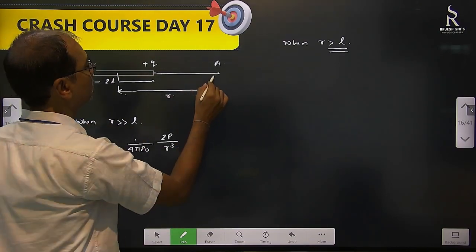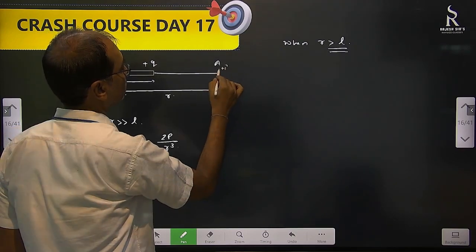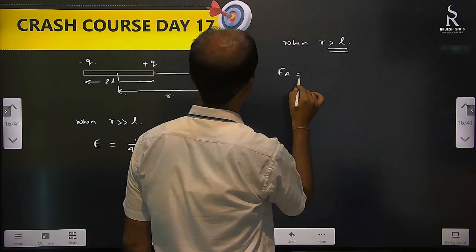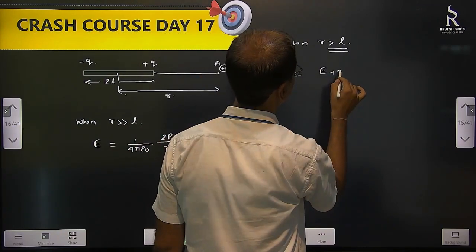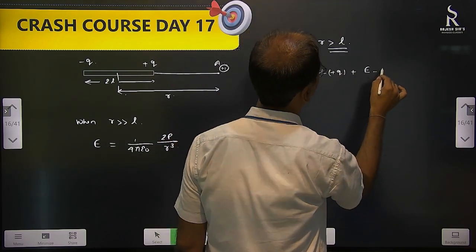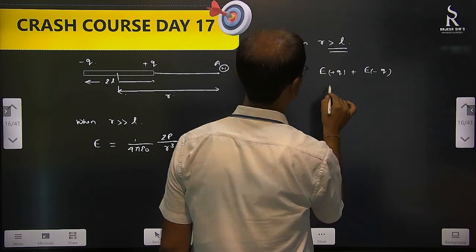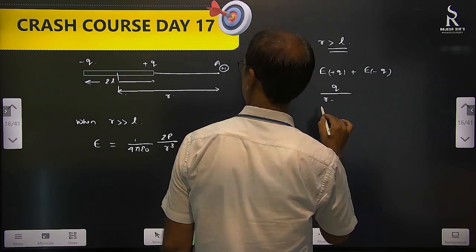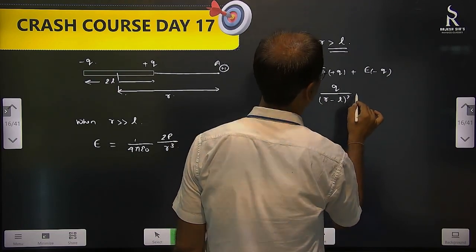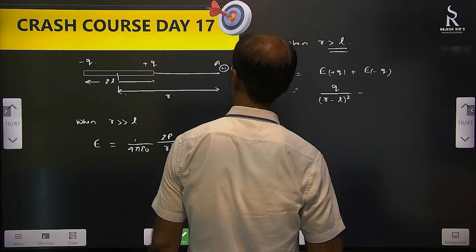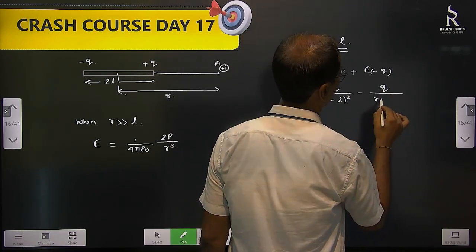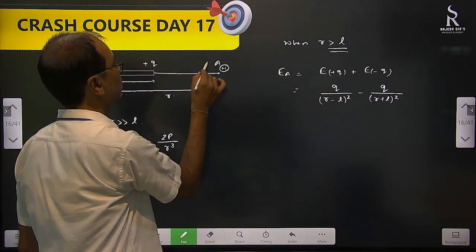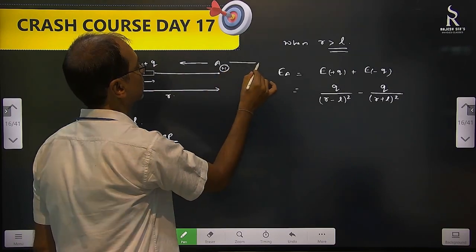Okay, so here let's assume that there is a positive 1 charge. The electric field we are finding at A. So what will it be? Electric field due to positive Q plus electric field due to negative Q. So that is Q by (R minus L) whole square, and this one minus Q by (R plus L) whole square. Why minus? Because the direction is opposite. Because of minus Q, the direction is like this, and because of plus Q, the direction is like this.